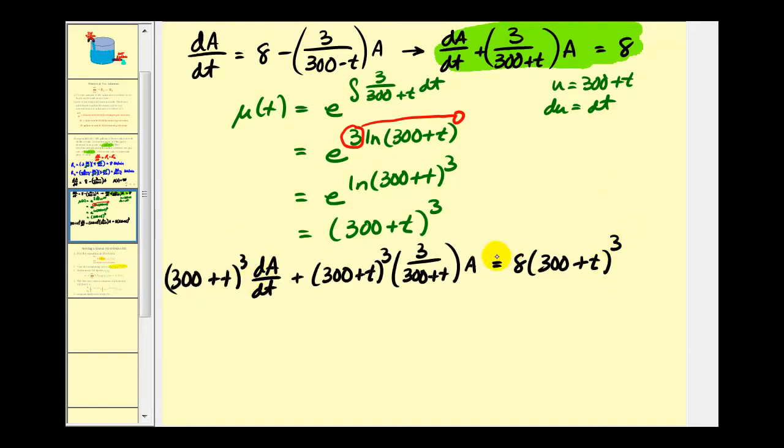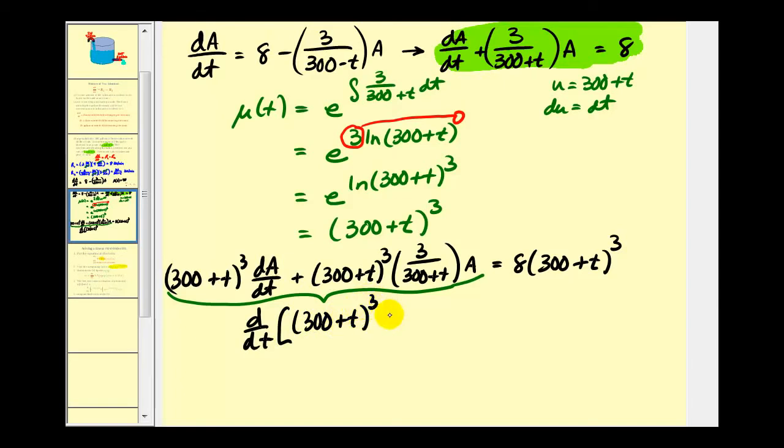Now remember, when we do this, the left side of this differential equation is equal to the derivative of the product of the integrating factor and our function a. So we can say the left side is equal to the derivative of our integrating factor, which is 300 plus t to the third, times our function a, or a of t. And we can verify this using the product rule. But if the derivative is equal to the left side of this equation, it must also equal the right side. So this is equal to 8 times the quantity 300 plus t raised to the third.